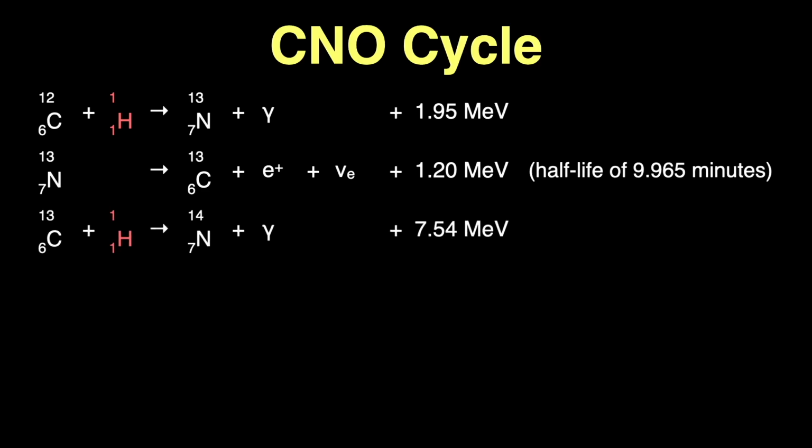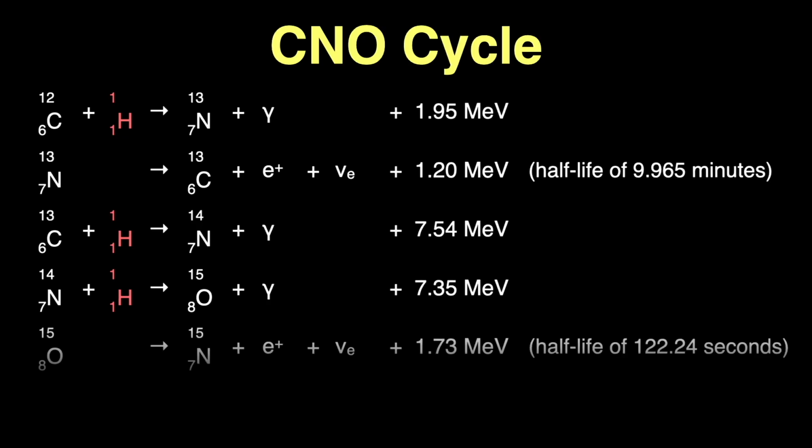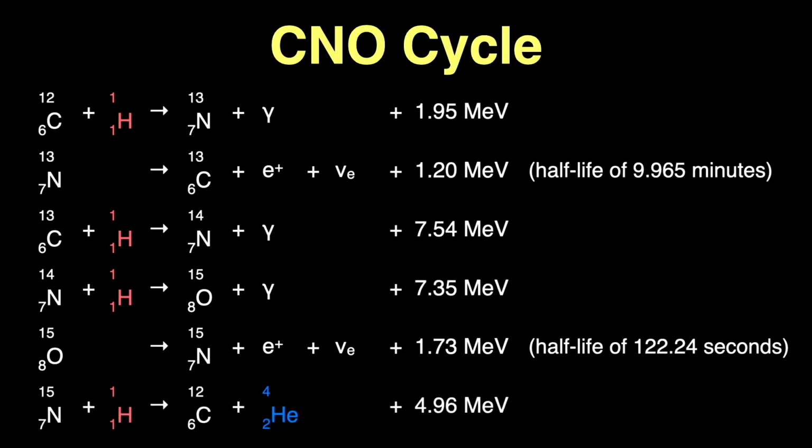The carbon-13 fuses with another hydrogen, becoming nitrogen-14. Energy is given off as a gamma ray. The nitrogen-14 combines with yet another hydrogen, becoming oxygen-15, and more energy as a gamma ray. Oxygen-15 is radioactive, emitting a positron with some energy, becoming nitrogen-15. And finally, the nitrogen-15 fuses with a hydrogen, resulting in one atom of carbon-12 and one of helium-4.